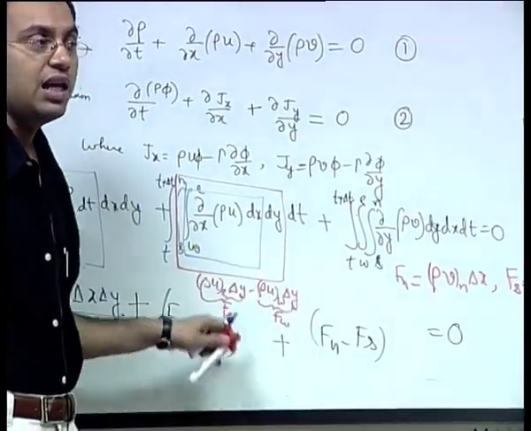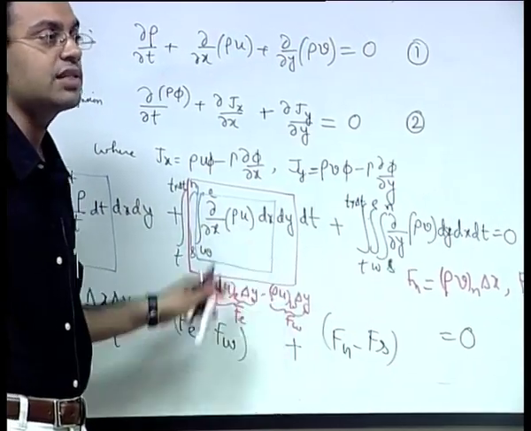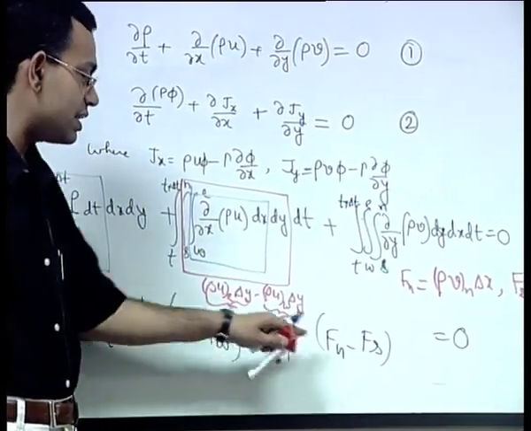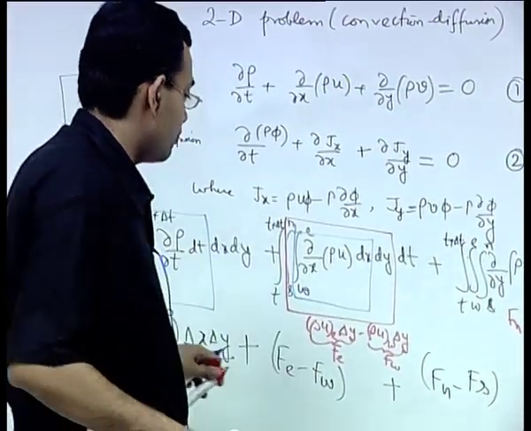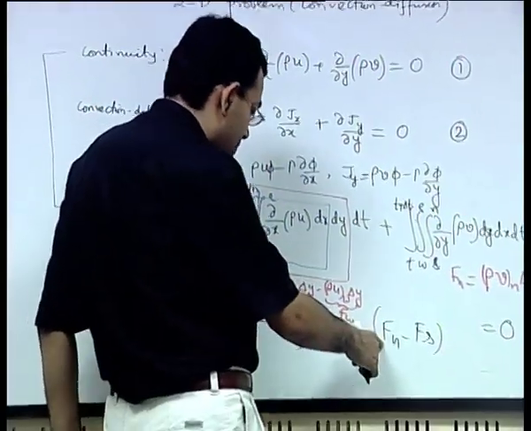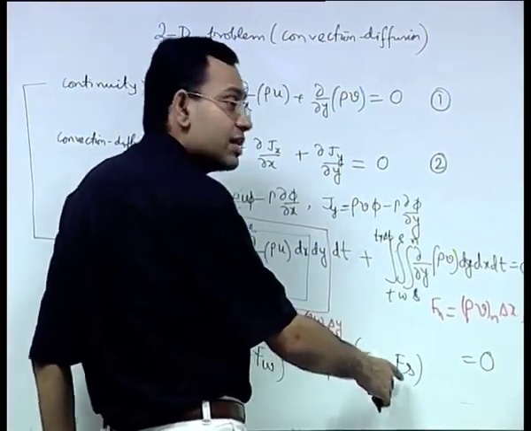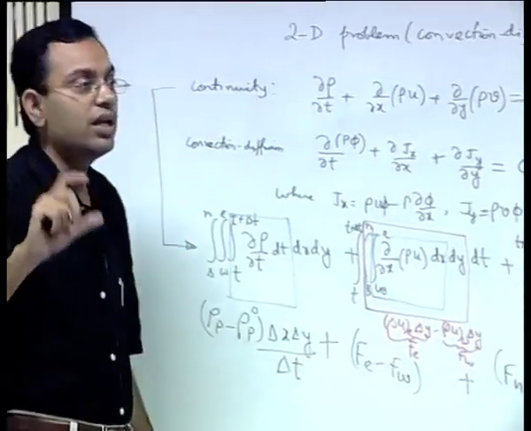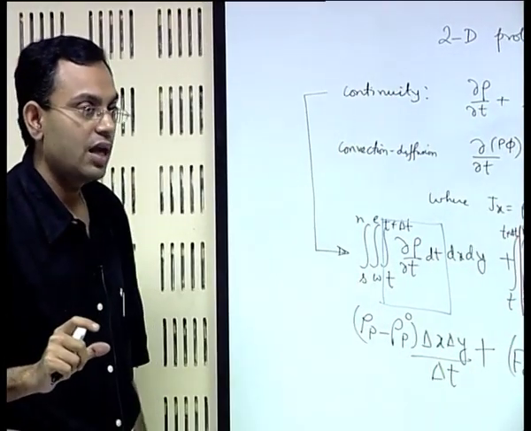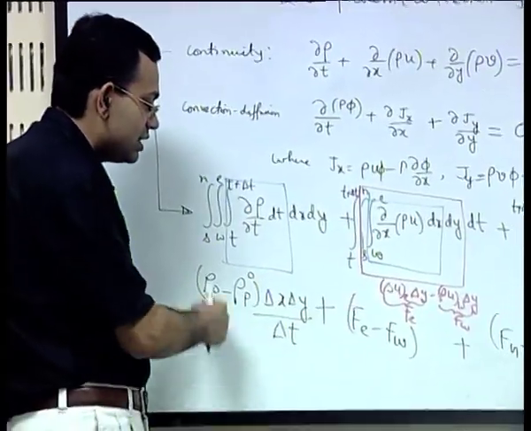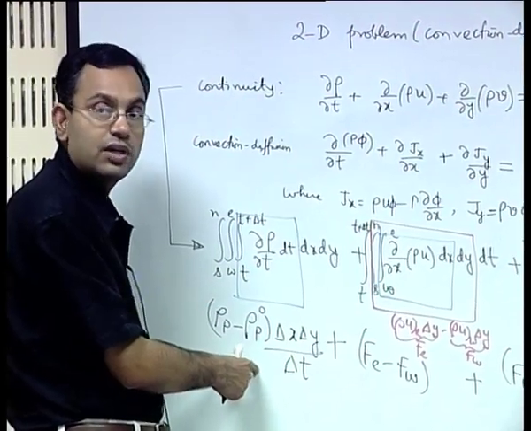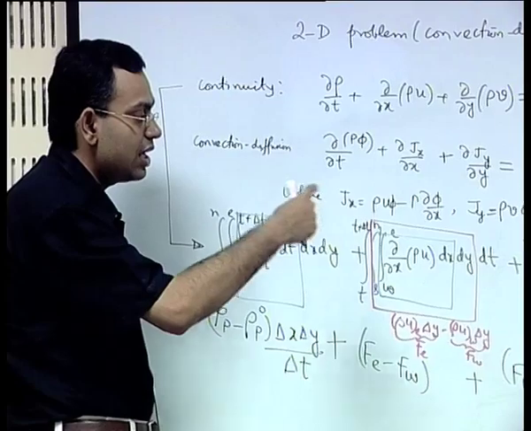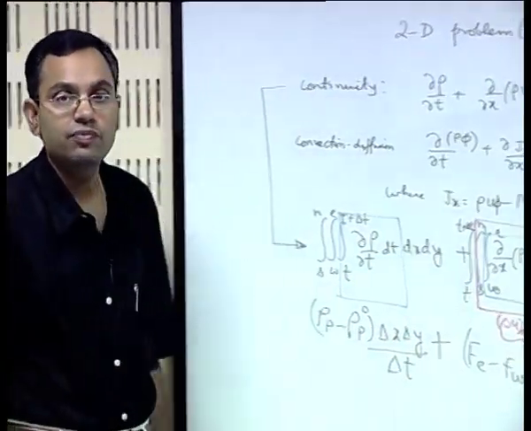It is essentially an integral expression for mass conservation. So Fe plus Fn is the flow in, Fe plus Fn minus Fw minus Fs is the difference of flow in and flow out, and that accounts for the change in mass within the control volume, which is the first term with respect to time. So it is an expression for the conservation of mass.